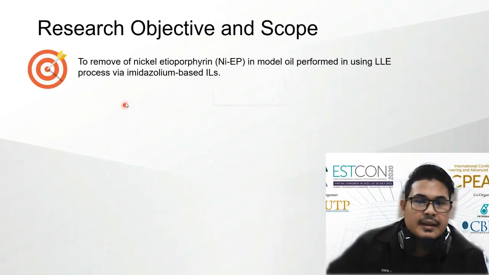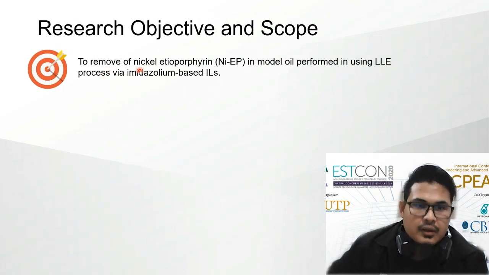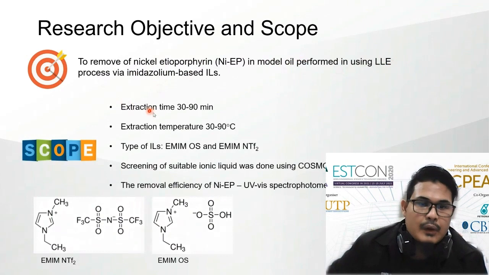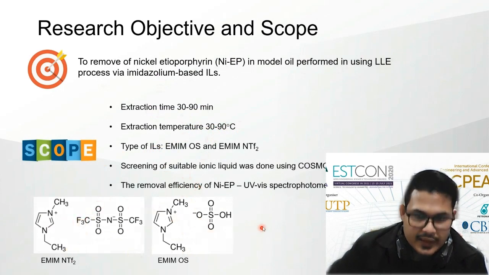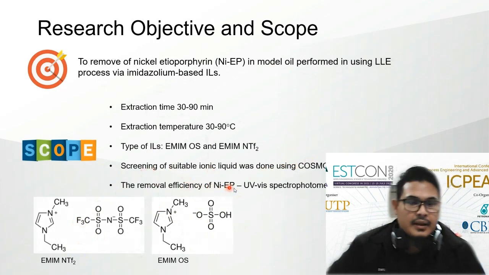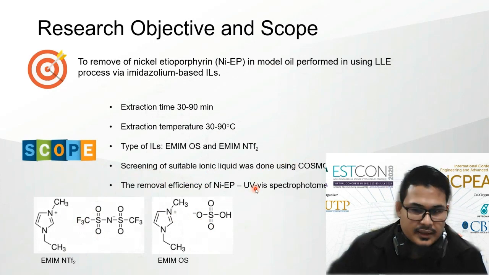So our objective is to remove nickel etioporphyrin in model oil using a liquid extraction process via imidazolium-based ionic liquid, which is the first generation of ionic liquid. Our scope is an extraction time of 30 to 90 minutes and an extraction temperature of 30 to 90 degrees Celsius. We will be using two types of ionic liquid, which are IC4PEAM OS and IC4PEAM NTf2. The screening process before we get to these ionic liquids will be done using COSMO-RS, while the removal efficiency of NiEP will be determined using the UV spectrophotometer technique.